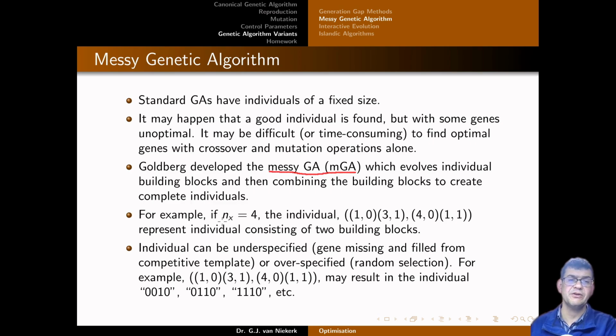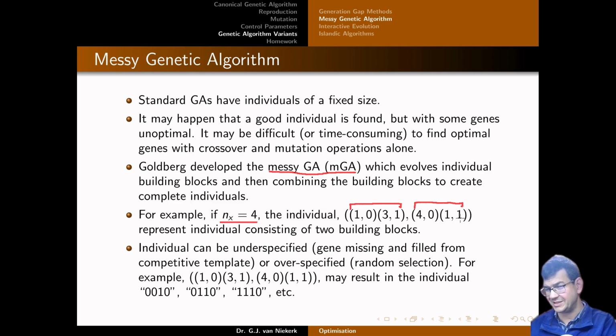So for example, let's say you've got a 4-dimensional problem, so nx equals 4. And let's say you've got a building block that consists of 2 genes at a time. So you could have 2 building blocks that form a complete individual. Basically what this indicates is in position 1 we have a 0, in position 3 we have a 1, and then the next building block specifies in position 4 we've got a 0, and in position 1 we've got a 1.